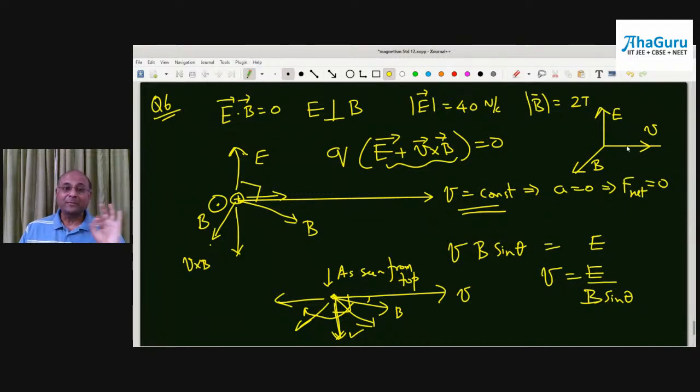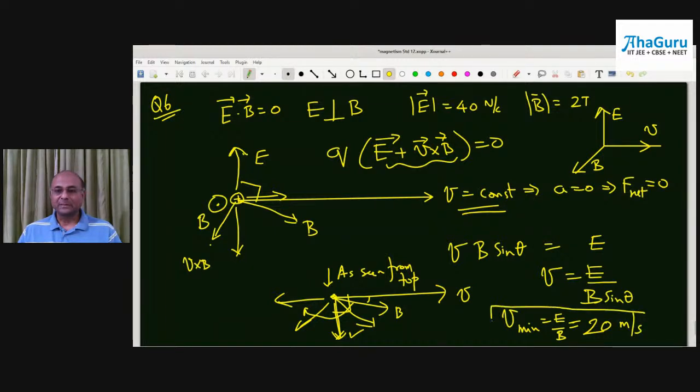E has to be perpendicular to V, no problem. That you can understand. Okay. B need not have been it, but for minimum value, V minimum is E by B. Right? Because sine theta must basically be 1. So now if I do E by B, it is 40 by 2. So it is 20 meters per second. So this is the minimum velocity with which it must move for this to happen.